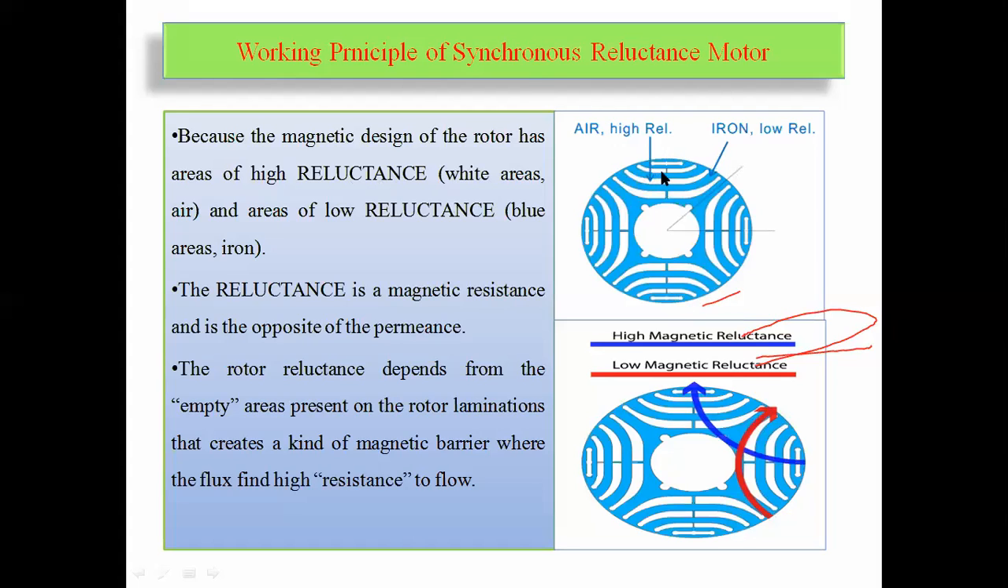Now because of the flux, as we know, flux always passes through the low reluctance path and is opposed by the high reluctance path. In this figure I have shown the white areas, which have high reluctance, while the blue color side we call low reluctance.